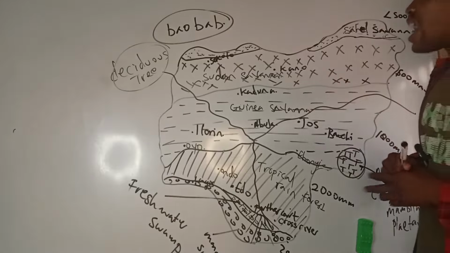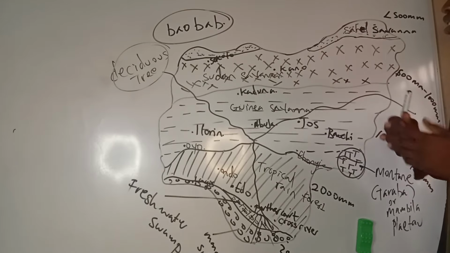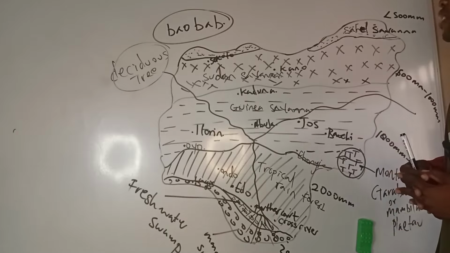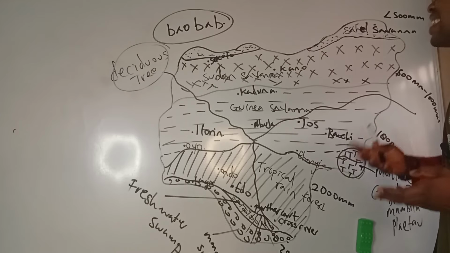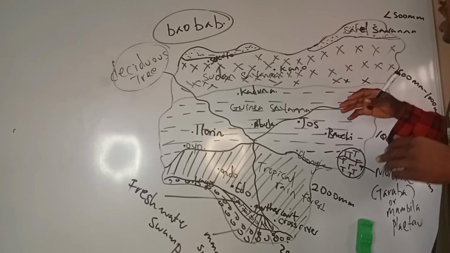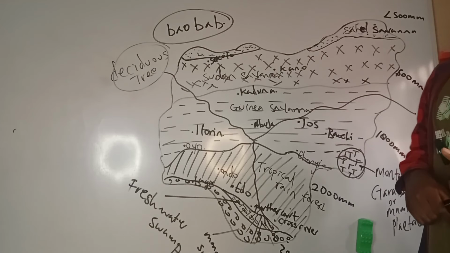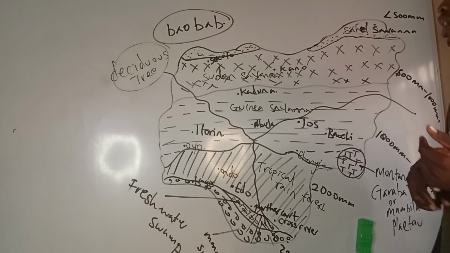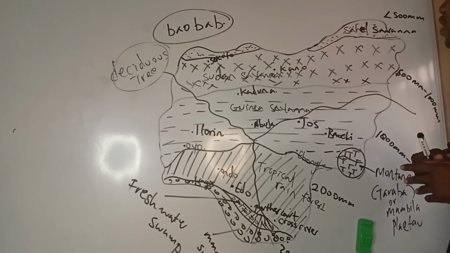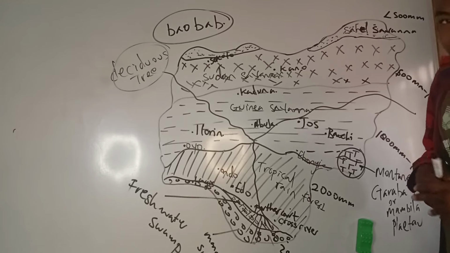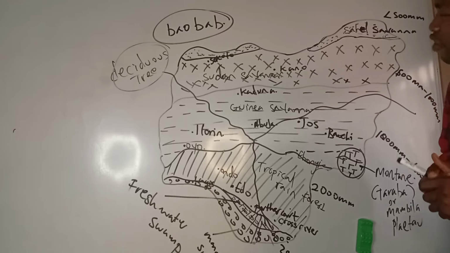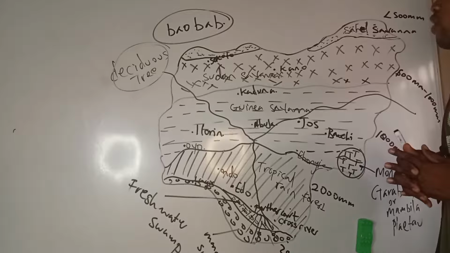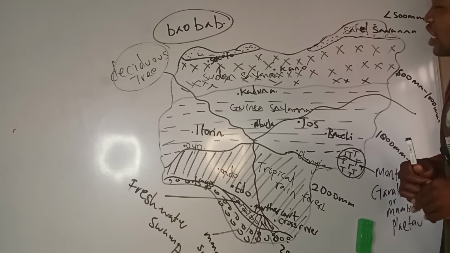Now, the Northern Guinea Savanna is relatively hotter than the Guinea Savanna. The climate is more intense than the Guinea Savanna. Let me quickly say the states we can find it in: Kano, Katsina, Sokoto, Yola, some part of Adamawa, Borno, Jigawa, Zamfara State, some part of Zamfara State. So these are the areas. Even Kaduna, some parts of Kaduna, we have the Northern Guinea Savanna there.